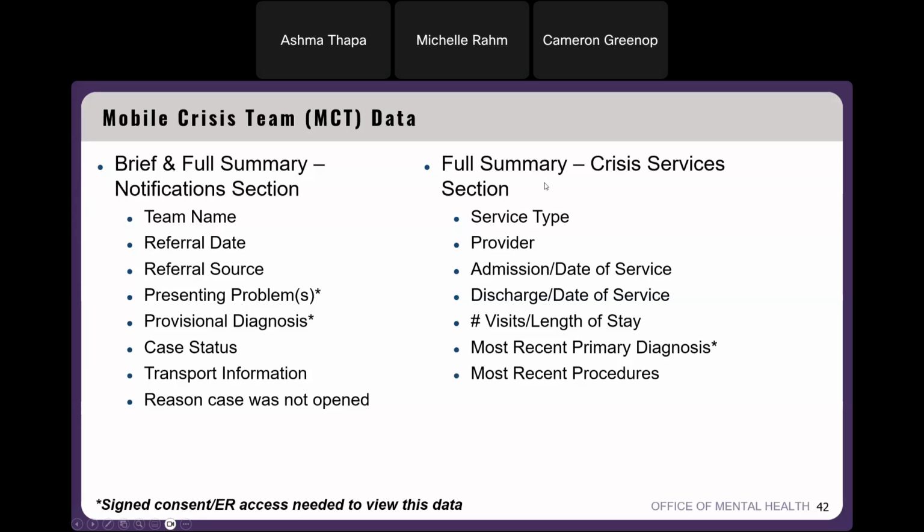And then in the full summary crisis services section, we can see the service type, which would be MCT, DOH-MH, the provider, so the mobile crisis team provider name, the admission or date of service, the discharge or date of service, the number of visits or length of stay, the most recent primary diagnosis, again, that's only available with signed consent or ER access, and then the most recent procedures.